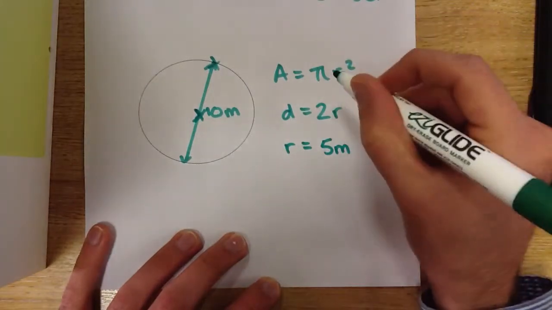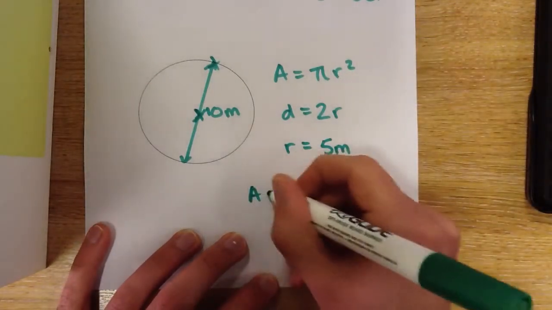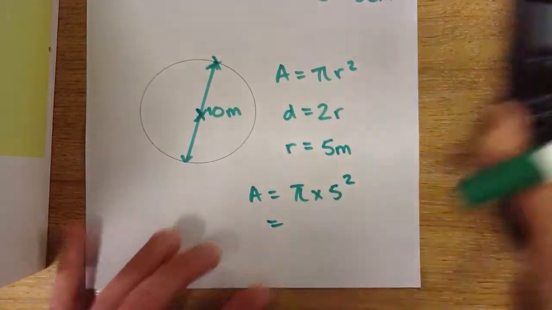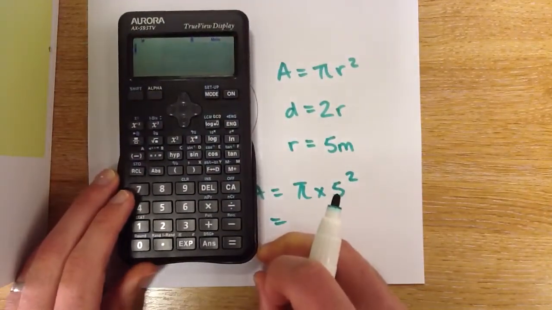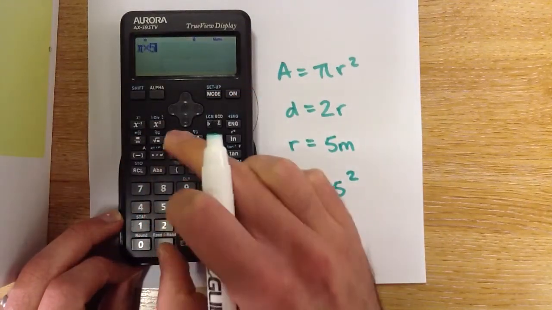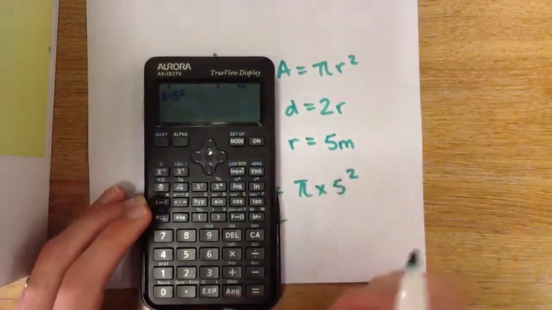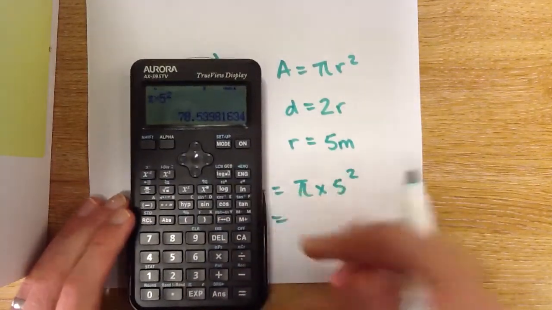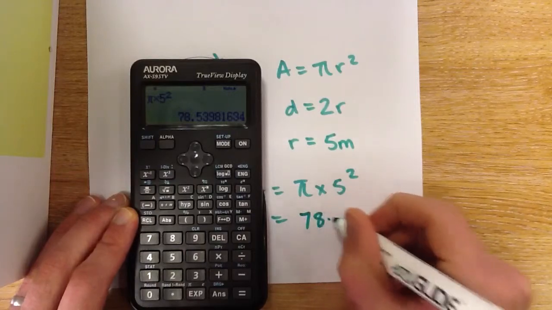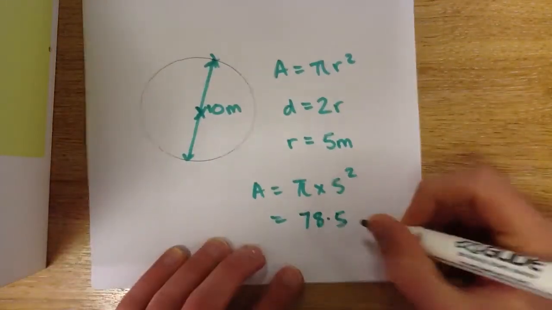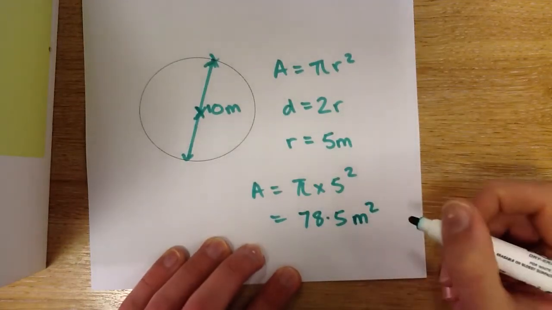And now I can use my formula for the area. So A equals pi times 5 squared. Put that in my calculator. And to 3 significant figures, I get an answer of 78.5. Again, we're in square units, so this will be metres squared.